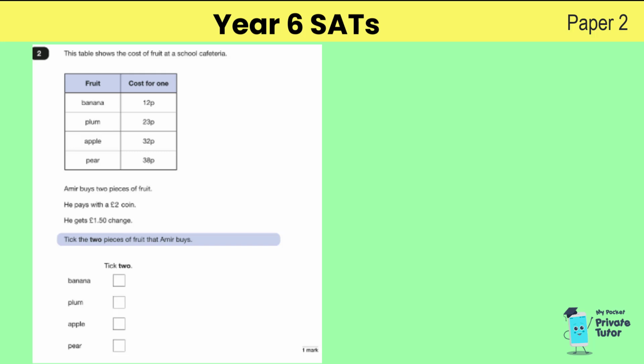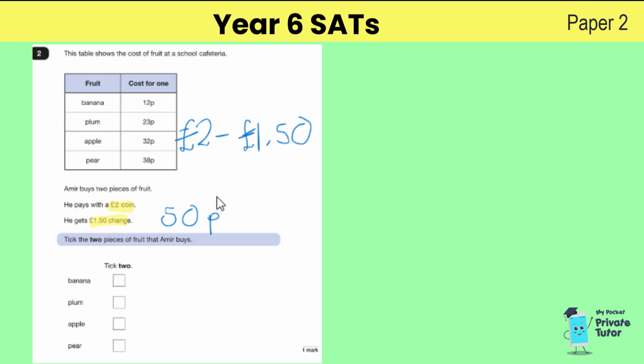So this is a 2-part question. First of all, we have to take note that he pays with a £2 coin and that he gets £1.50 change. So from that will help us to figure out how much he spent. If he spent £2 and he got £1.50 change, that is simply £2 subtract £1.50, and that is 50p. Hopefully you can do that mentally. If not, you can use a written method. So we know that he spends 50p.